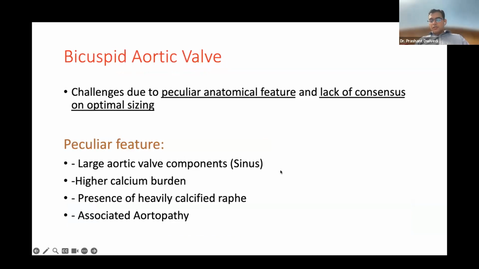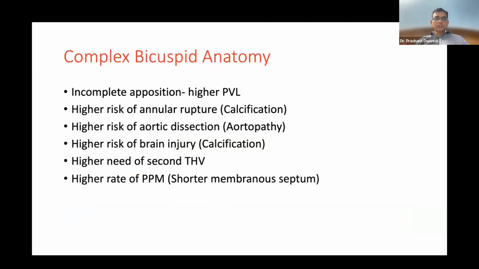So why do we need to understand the bicuspid aortic valve? Because it has a peculiar anatomical feature, and there is still a lack of consensus on optimal sizing in the bicuspid aortic valve, because it has a larger aortic wall component, larger sinuses, higher calcium burden, presence of heavily calcified raphe, and associated aortopathy. Because of this complex bicuspid anatomy, there are high chances of complications during the procedure, especially the risk of pacemaker, and risk of brain injury, because the calcium burden is high.